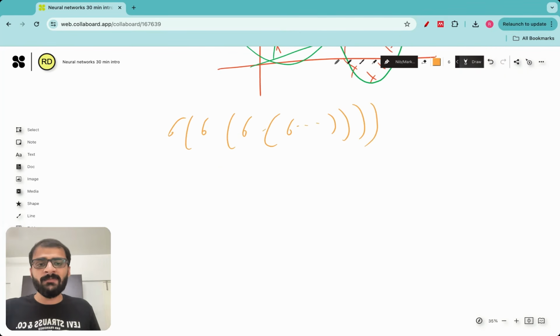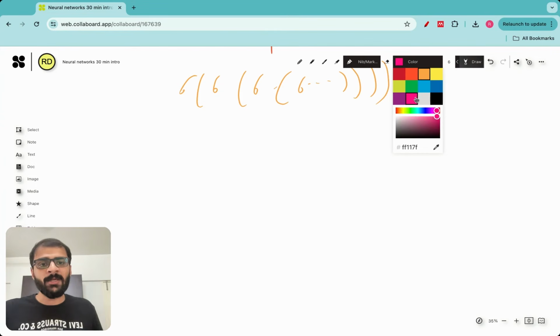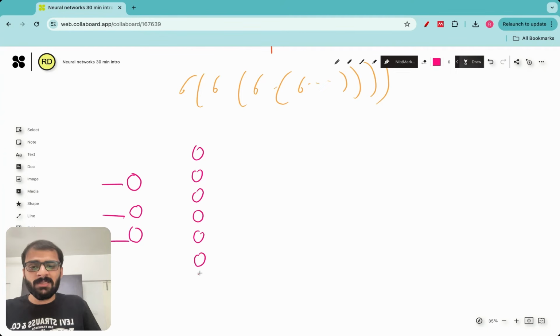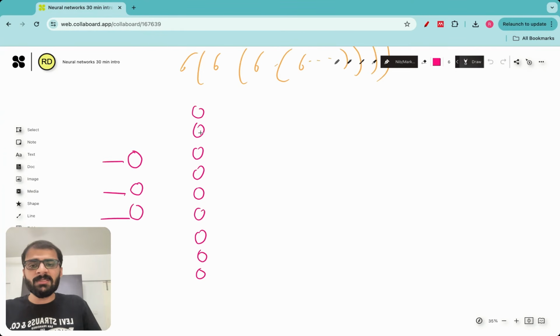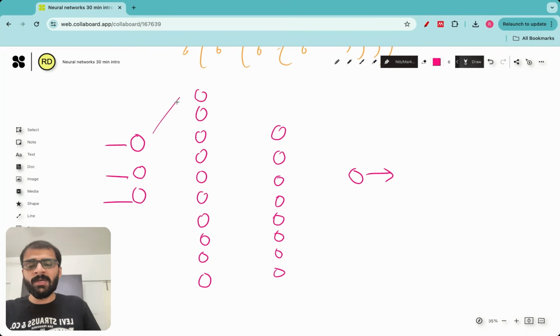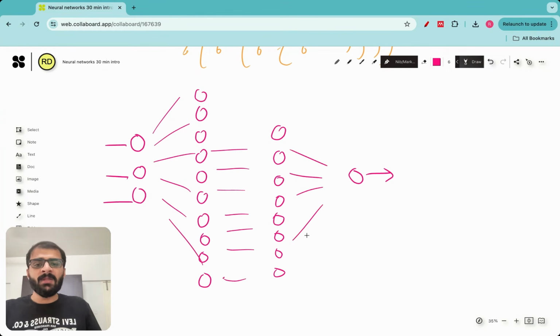So let's say someone gives you a neural network which has three inputs. This is the input. This is the first hidden layer with 10 units. This is the second hidden layer with 8 units, and let's say this is the final layer and this is the output. If someone gives you a neural network like this, it will have a huge number of weights, and it will have three inputs, and it will have one output.